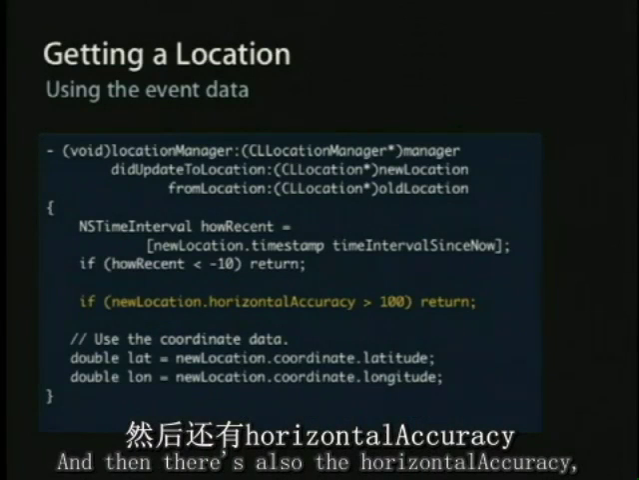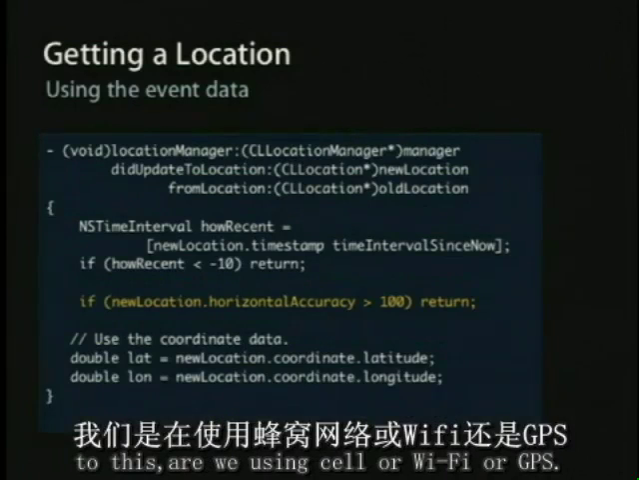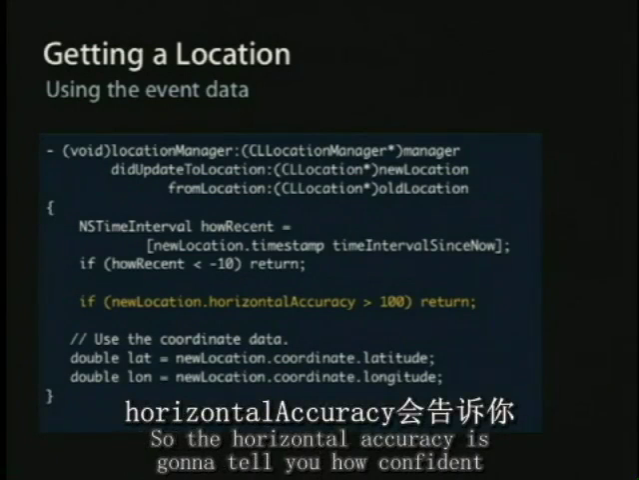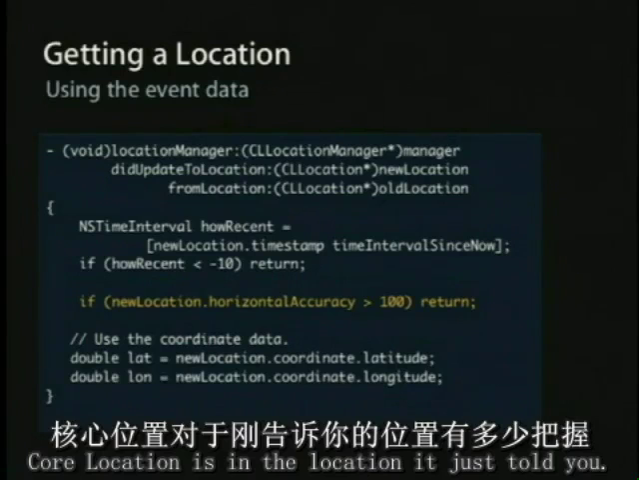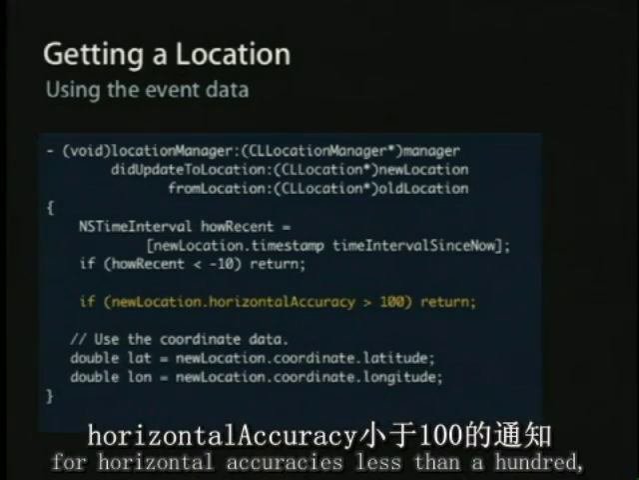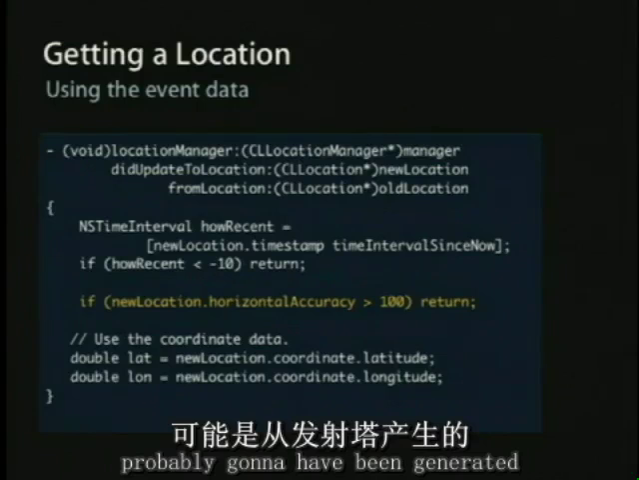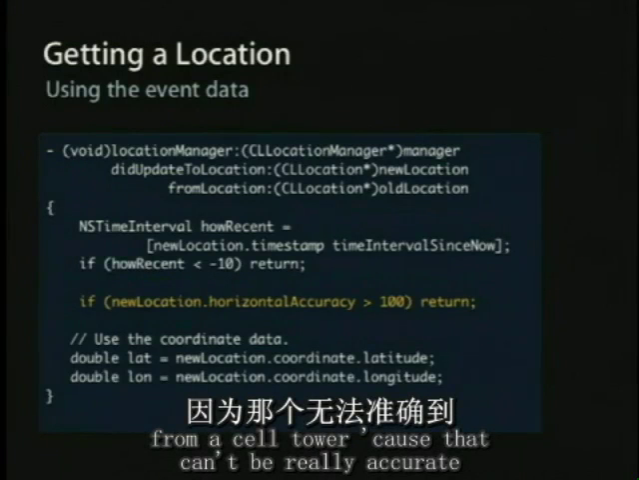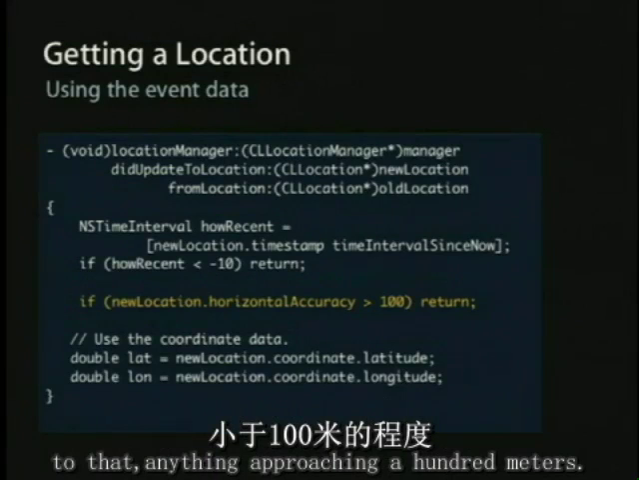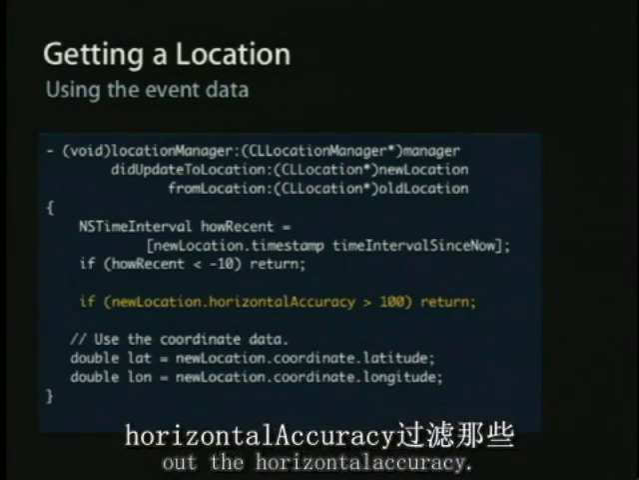And then there's also the horizontal accuracy, which is especially interesting because it kind of gets back to this question: are we using cell or Wi-Fi or GPS? So the horizontal accuracy is going to tell you how confident Core Location is in the location it just told you. In this case, we are going to filter out any notifications for horizontal accuracies less than 100, and this is in meters. So anything less than 100 meters is probably going to have been generated from a cell tower, because that can't really be accurate to anything approaching 100 meters. So we'll filter those out by checking the horizontal accuracy.